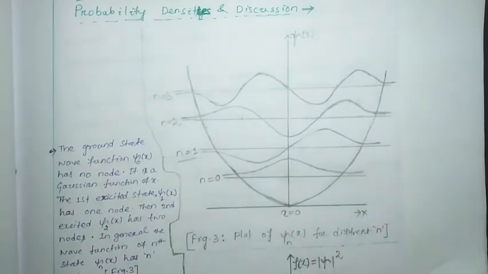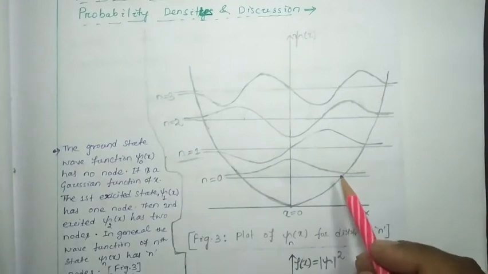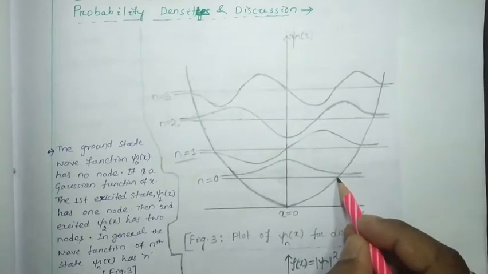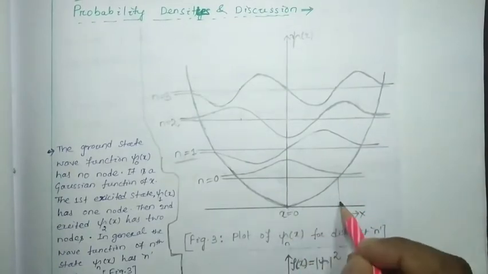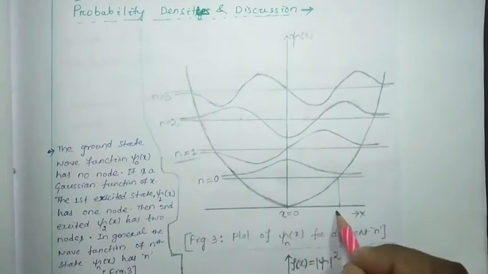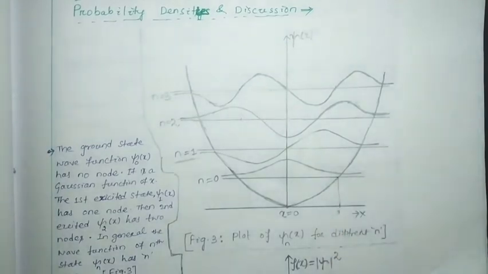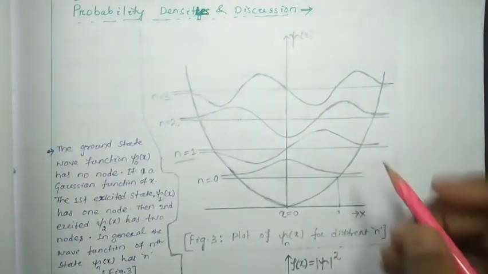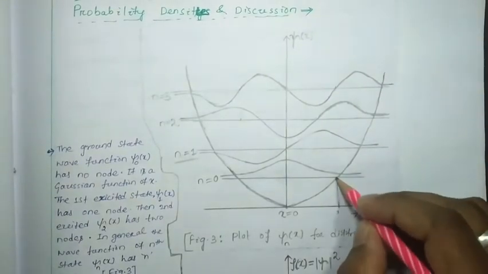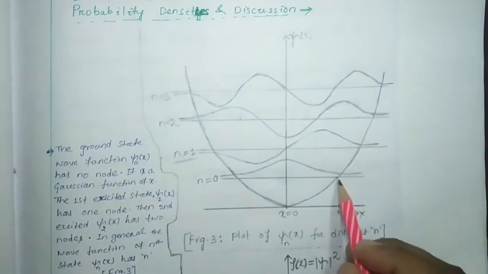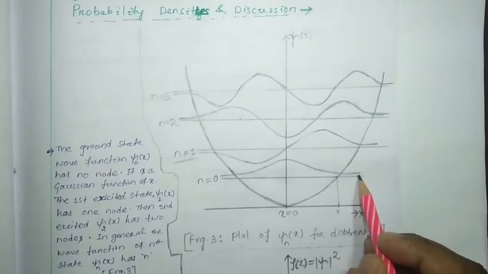Here one thing we can observe: at x is equal to L, at this point, the potential is this much. That means the maximum potential will be this much. That means the corresponding restoring force is such that the particle cannot be moved beyond that potential energy.